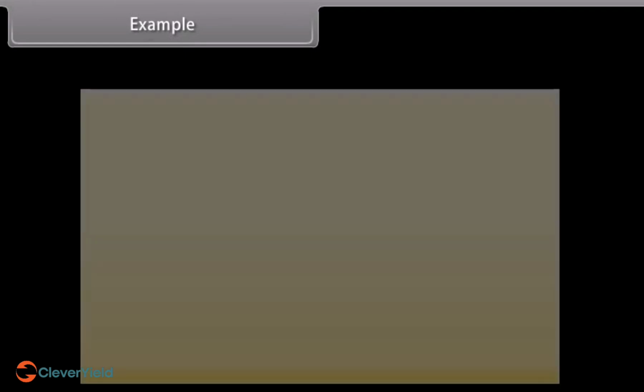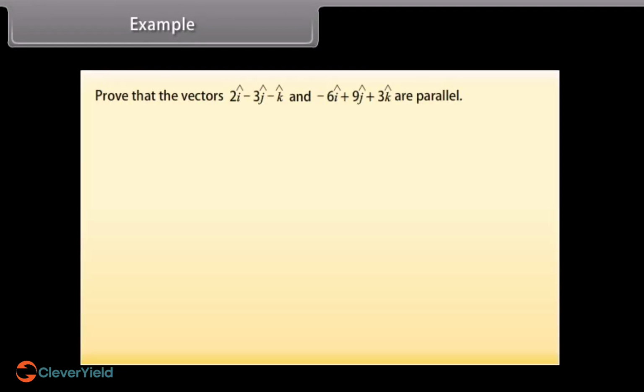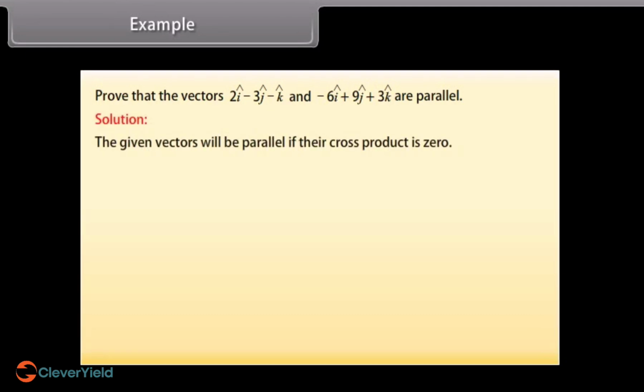Example. Prove that the vectors 2 cap i minus 3 cap j minus cap k and minus 6 cap i plus 9 cap j plus 3 cap k are parallel. Solution. The given vectors will be parallel if the cross product is 0.